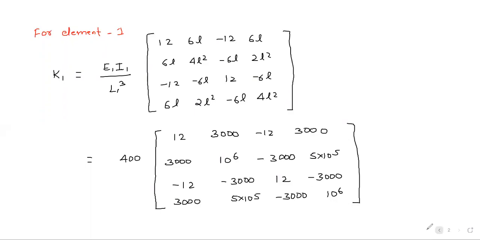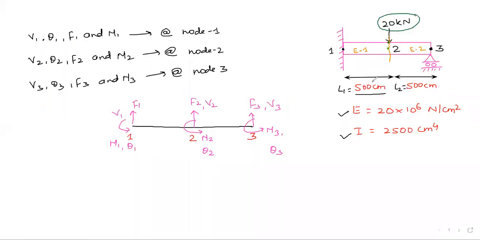Now we have calculated the K1 value, meaning for element number 1. Element number 1 is between node number 1 and 2. So what are the displacements here? F1 and M1 are the forces, right? The displacement at 1 is V1 and theta 1. At 2, the displacement is V2 theta 2. And at 3, the displacement is V3 theta 3.